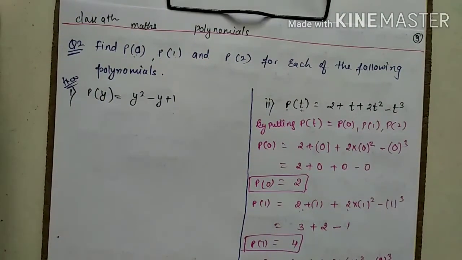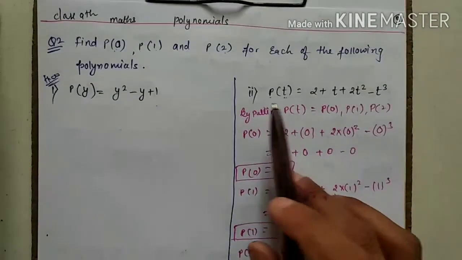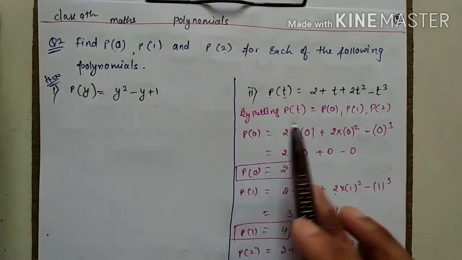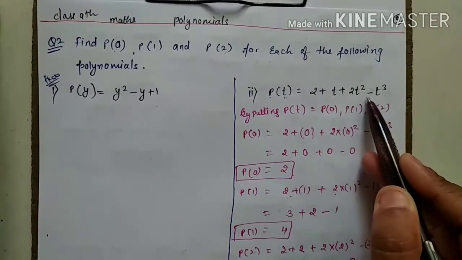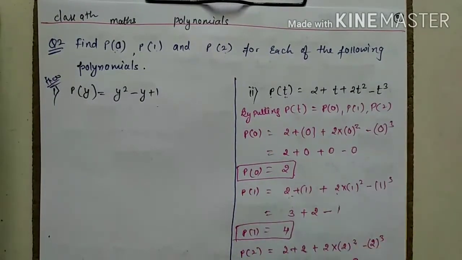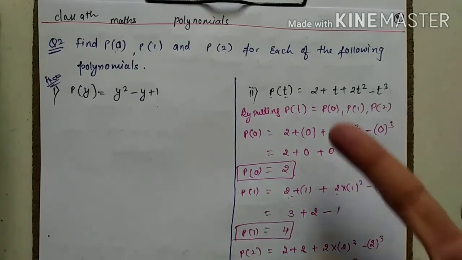Just see question number 2. Question number 2 is saying find p of 0, p of 1 and p of 2 for each of the following. I am giving you the first question as homework. Try the second one. p of t equals 2 plus t plus 2t square minus t cube. Now you may ask why I have solved question number 3 first, not 2. Only to explain this one.